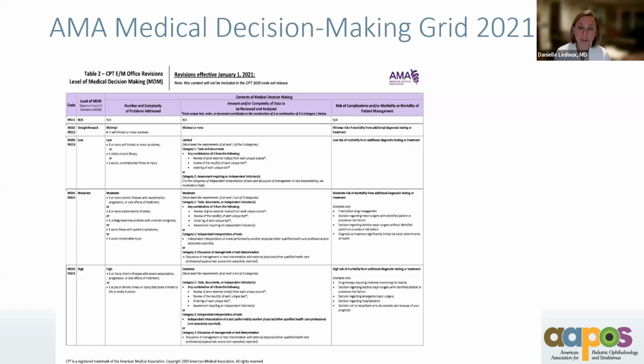So to jump into what the medical decision-making grid is, this is the 2021 version that the AMA put out. So this is the first major revision that was done to the E&M codes in decades and decades. You can see that the level of coding is listed along the left-hand side, and the columns across the top are the number and complexity of problems addressed. The elements are the reviewed or analyzed data in the middle column, and then the risk of complications and morbidity and mortality of patient management along the far right column.